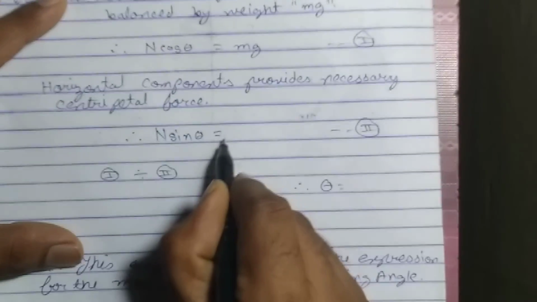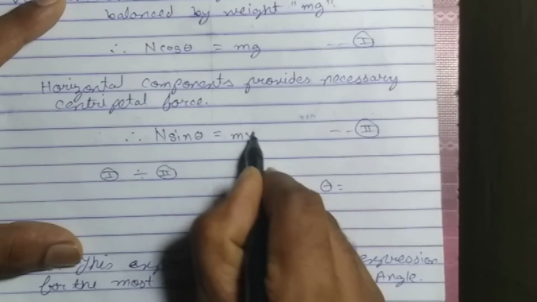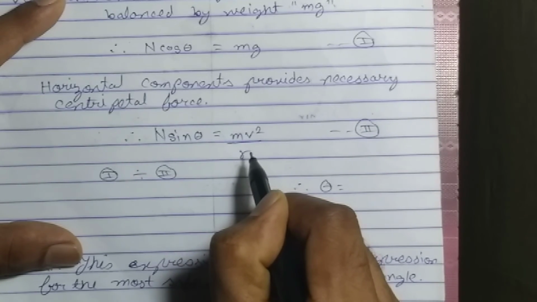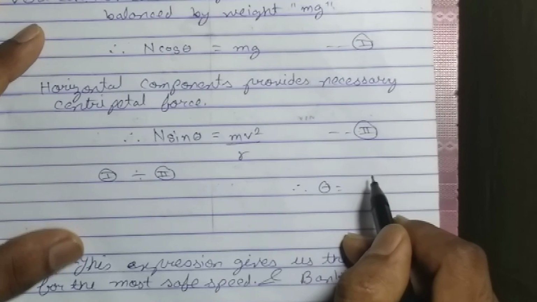Students, the formula for centripetal force is mv square upon r, where r represents the radius of that circular track.